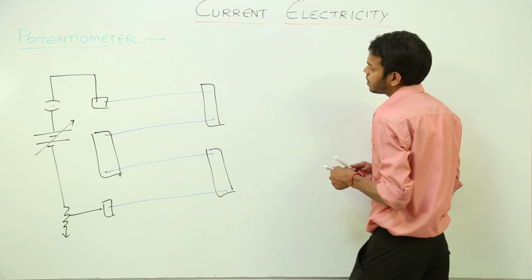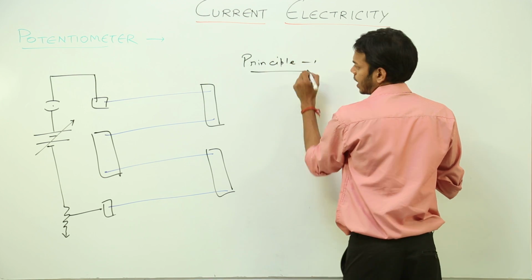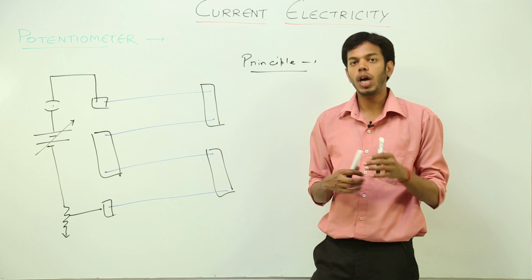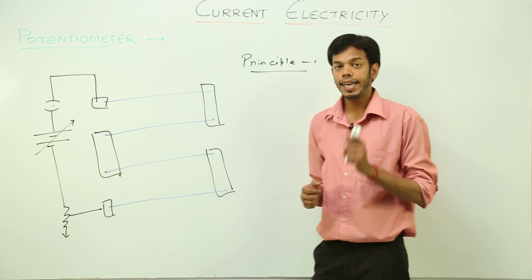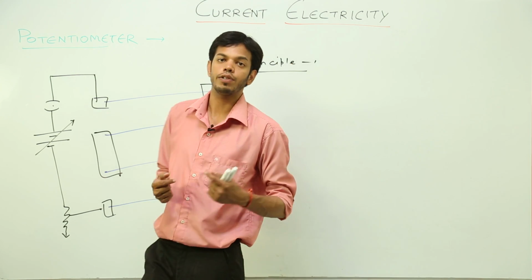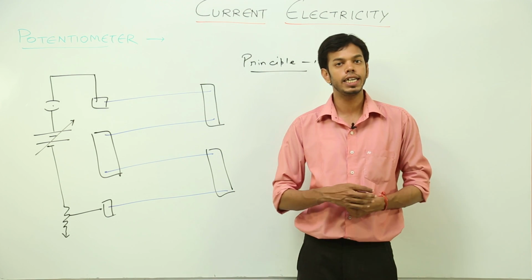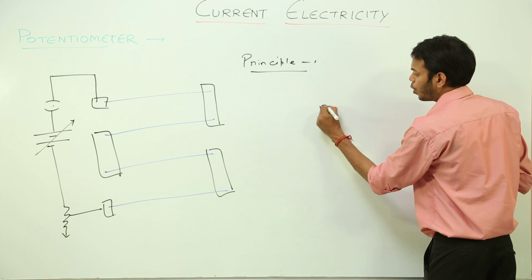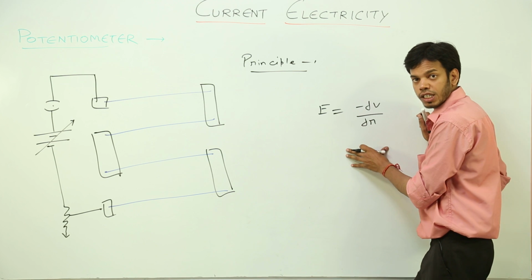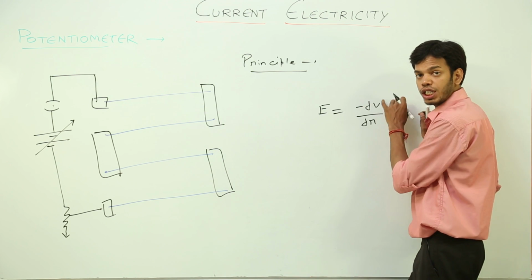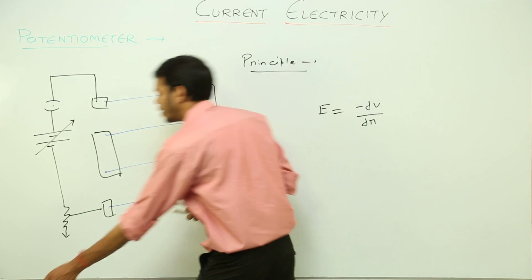Now, what is the working principle behind potentiometer? See, do you guys know the term potential gradient or just the word gradient? Gradient means any physical quantity which is divided by length. For example, in electrostatics also you studied about potential gradient, that E is equal to minus dV upon dr. So the statement for this expression was electric field is negative of potential gradient. So gradient is basically physical quantity divided by the distance.